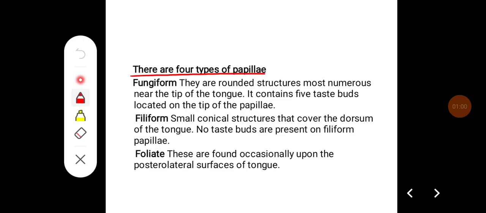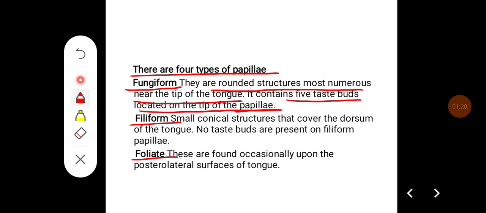There are four types of papillae in which these chemoreceptors are present. They are called as fungiform, filiform, foliate, and circumvallate papillae. The fungiform, they are rounded structures most numerous near the tip of the tongue, and they contain five taste buds located on the tip of the papillae.